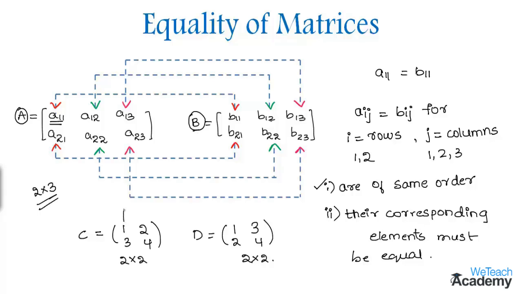Here the first corresponding elements are 1 and 1, and they are equal. Then coming to the next element, which is 2 over here, and here we have 3. So these are not equal. So we can see that the matrices C and D are not equal, and it is represented by C not equal to D. So in this way, we can compare two matrices. Hope you understood the concept.